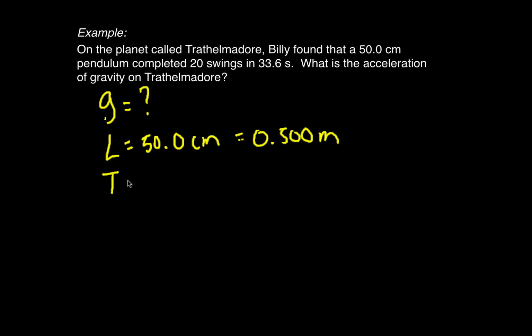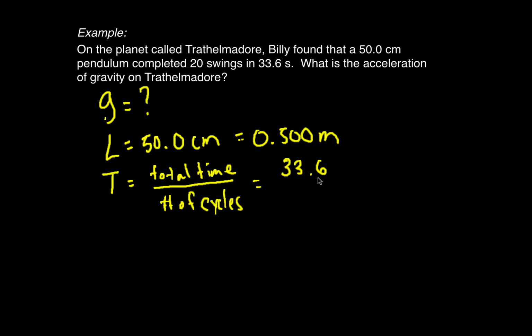The pendulum's period needs to be calculated as well. This would be the total time divided by the number of swings, or the number of cycles, or 33.6 seconds divided by 20 swings, which gives us a time equal to 1.68 seconds per cycle, or a period of 1.68 seconds. Now we're going to find the g value on the planet.